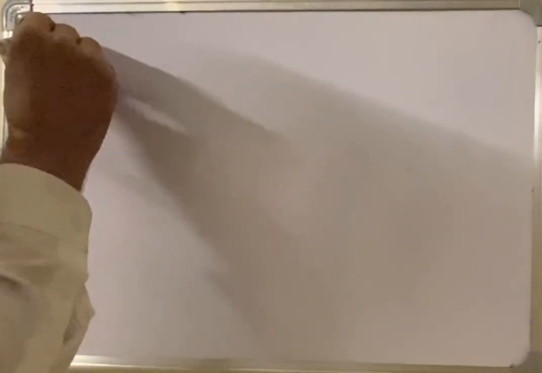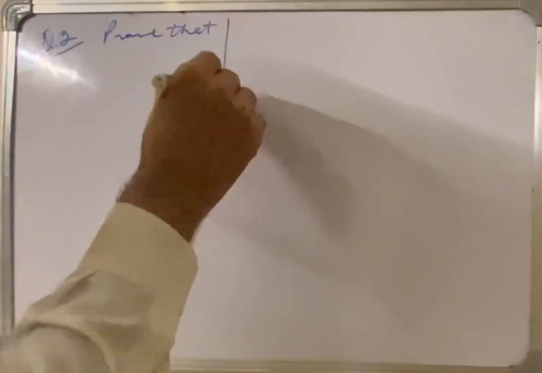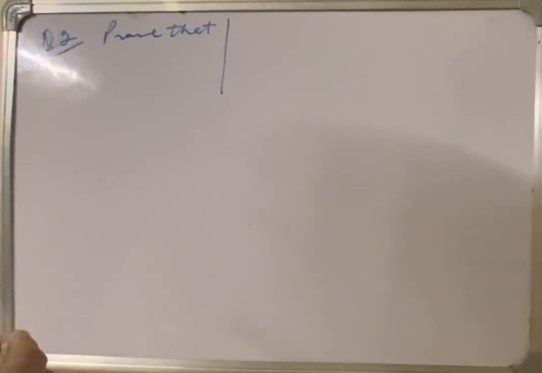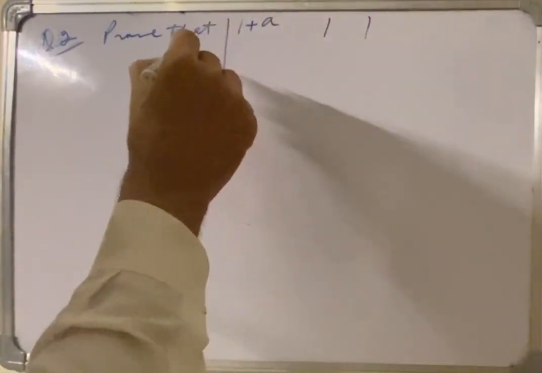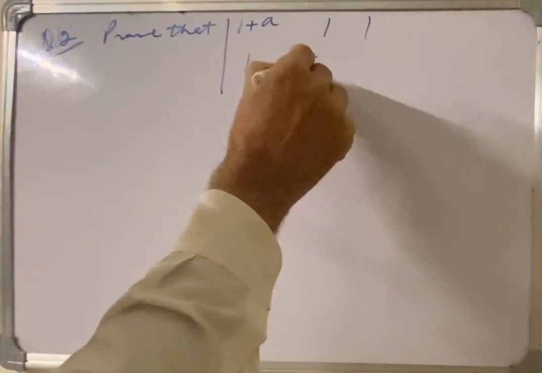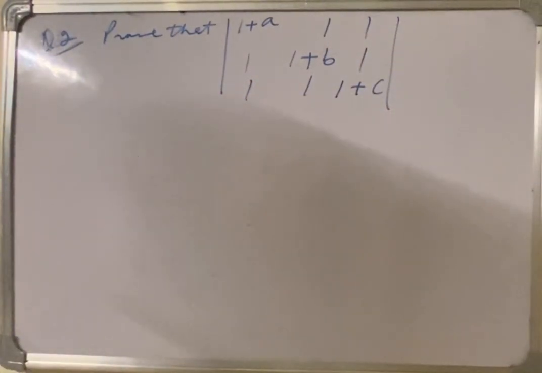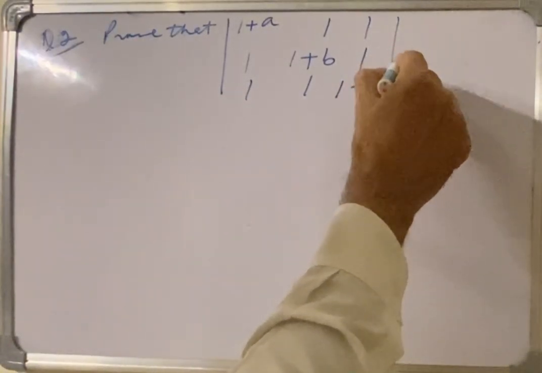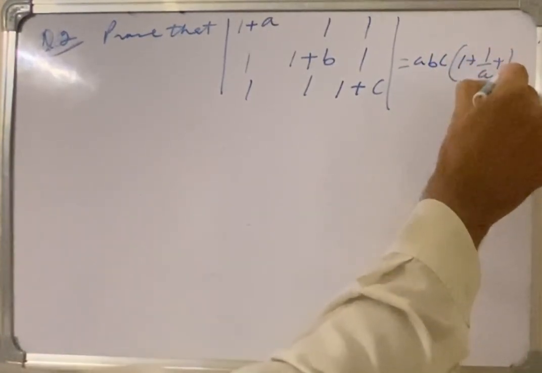Second question. Prove that the determinant with first row 1 plus a, 1, 1, then 1, 1 plus b, 1, then 1, 1, 1 plus c is equal to abc into 1 plus 1 over a plus 1 over b plus 1 over c.